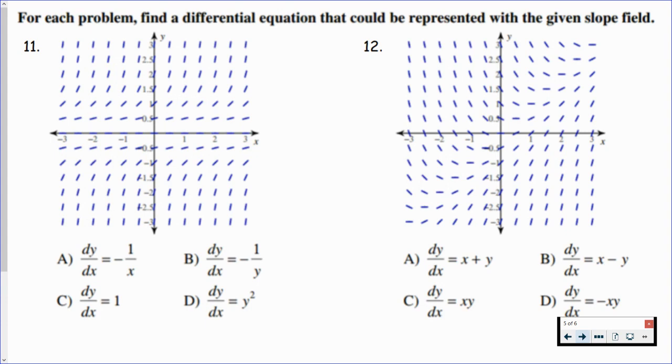Okay, here are 2 examples of something you might see on the AP exam. They give you a slope field and they ask you which differential this matches up with. So I would immediately start to take a look at your slope field. What are some characteristics that you can figure out? And I would notice that for this one, number 11, let's take a look at that one first.